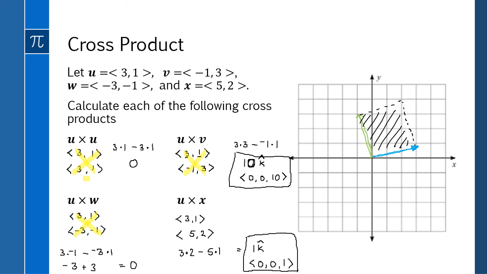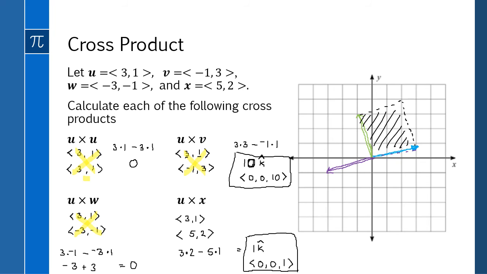If I do u cross w, we've already got vector u drawn in. Vector w is going in the opposite direction. Again, these are all on a straight line, so there is no parallelogram there. There is no shape that I could fill in to get an area. That's why the cross product is 0.